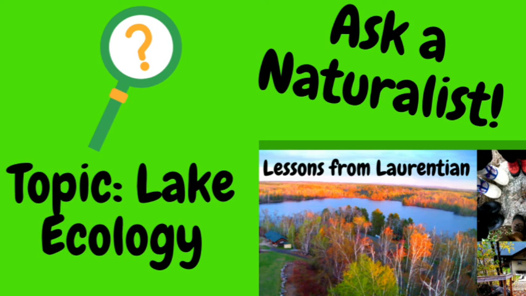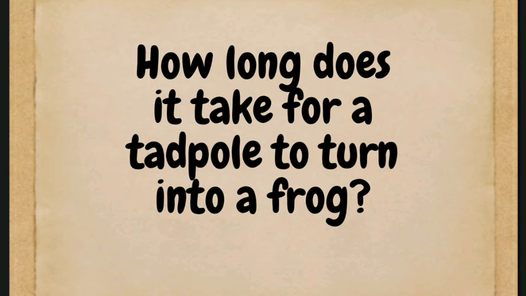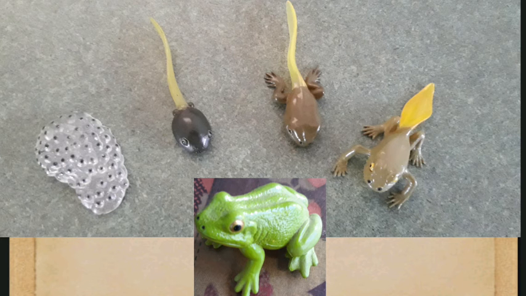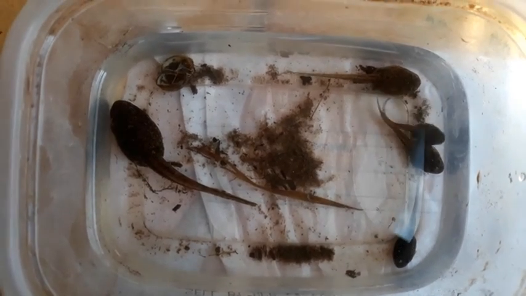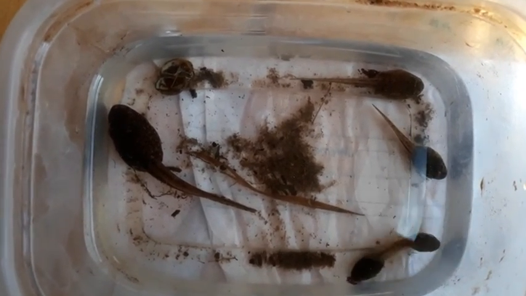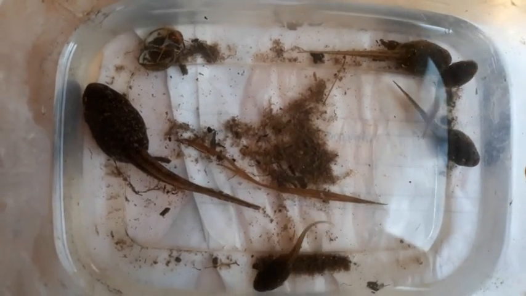This week's Ask the Naturalist question comes from Eric. How long does it take for a tadpole to turn into a frog? Well, tadpoles can live between 2 months in the water and over 2 years before they turn into frogs. We actually found a lot of tadpoles during our survey today.